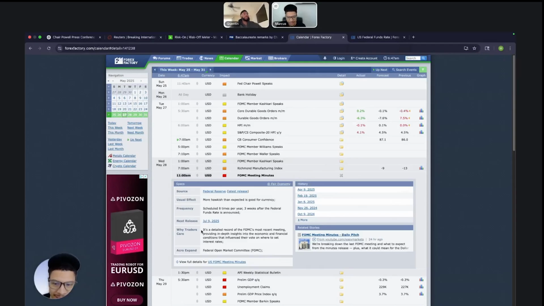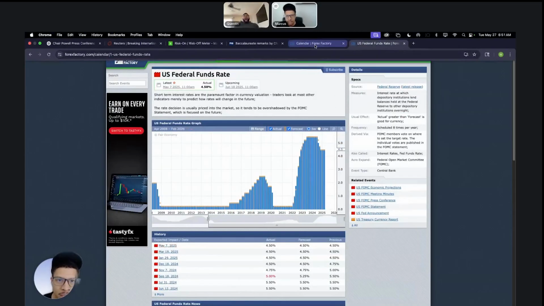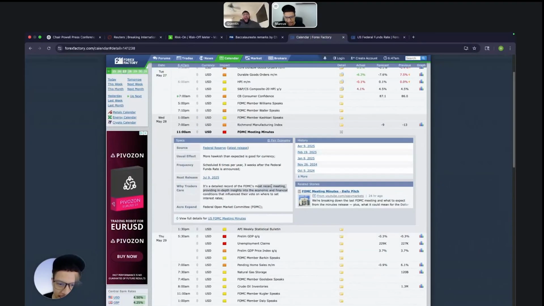But anyways, it says a detailed record of the FOMC's most recent meeting. Okay, this was the FOMC's most recent meeting. And it says providing in-depth insights into economic and financial conditions that influenced their vote on where to set the interest rates.